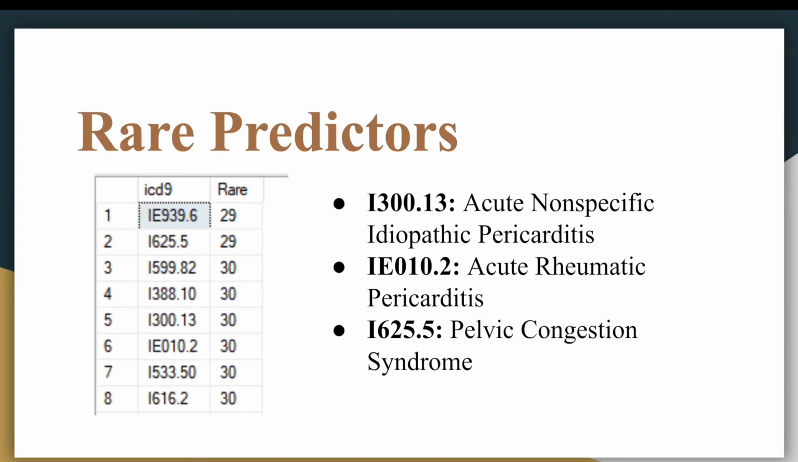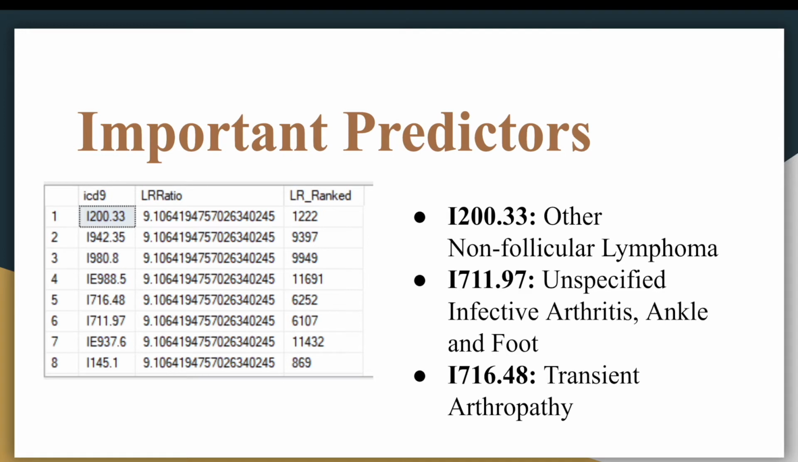Rare predictors of diabetes were filtered out by those ICD-9 codes that occurred less than the obvious predictors of diabetes, but at least 29 times. Some examples include acute nonspecific idiopathic pericarditis, acute rheumatic pericarditis, and pelvic congestion syndrome. Examples of important predictors of diabetes include other non-follicular lymphoma, unspecified infective arthritis of the ankle and foot, and transient arthropathy.